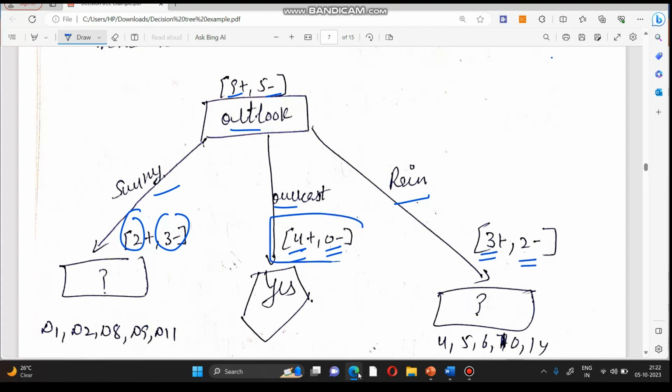Now when we have a look at overcast, it is giving a clear decision. There is no chance of getting a no in this case. So we will declare that when the outlook is overcast, tennis will be played. The answer will be returned as yes. But when the outlook is sunny or rain, we have a question mark. We can't decide whether the answer will be yes or no in this case.